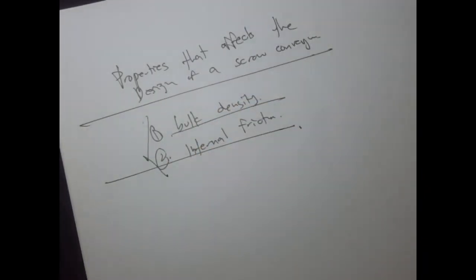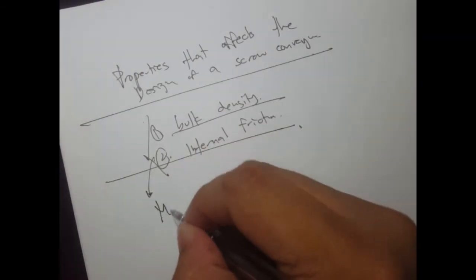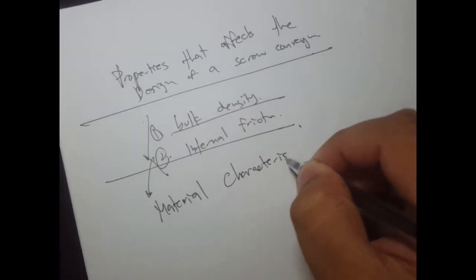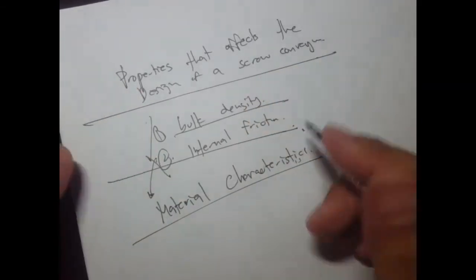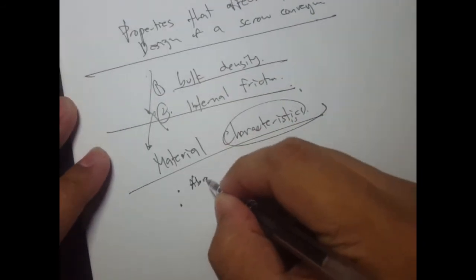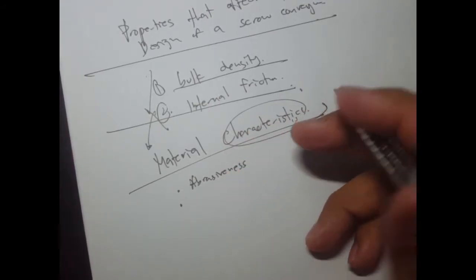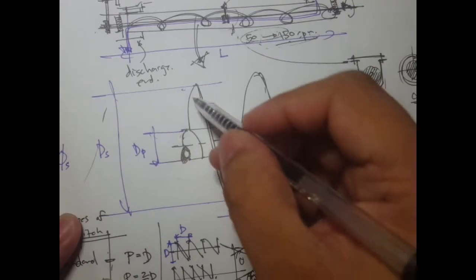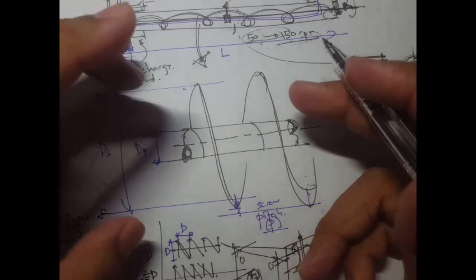However, instead of going to the properties, there's another thing about this material that's referred to as the material characteristics. And of course, it is also related to the properties. So the first one would be the abrasiveness. There are materials that are abrasive, meaning that if it is abrasive, then there's going to be wear on the components, the material of the components.